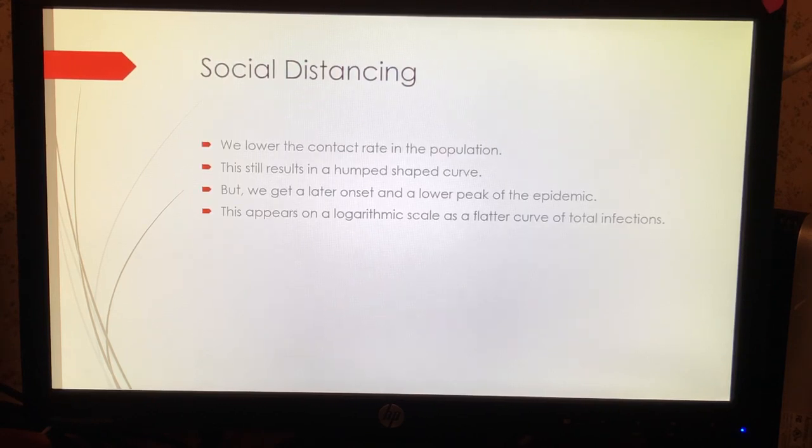With social distancing, what we're doing is lowering the contact rate in the population. And if you remember, what this does is it lowers that reproduction number. It results in us still having a hump-shaped curve, but with a later onset of the peak of the epidemic, and that peak is also lower. But still, if we plot this out, we're still seeing an exponential increase early on in the epidemic. And again, if we plot this on a logarithmic scale, we'll still get a line, except with the social distancing and the lower reproduction number, that line will have a flatter slope when we plot out the log of the total infections, or the cumulative infections.